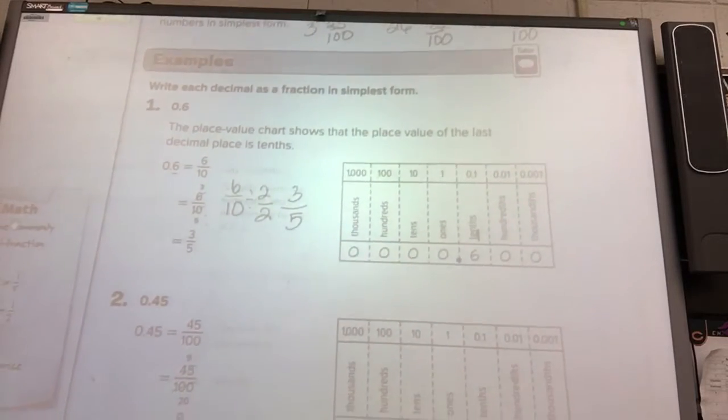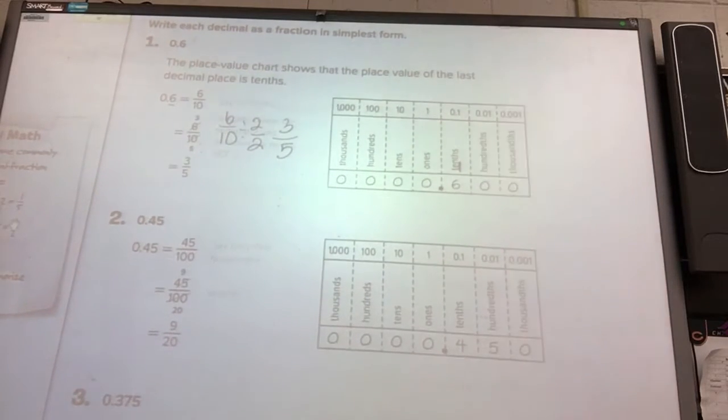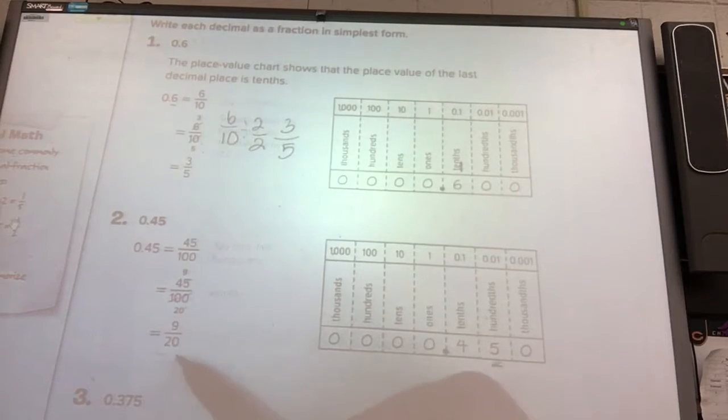Okay, 45 over 100, and here they give you again this nice place value chart, and they just wrote 0.45. Where is that decimal place at? Since that 5 ends in the hundredths, then it's got to go over 100. And it looks like they reduced by 5, because I know that 5 times 9 is 45, and 5 times 20 is 100. So that's how they got 9/20.